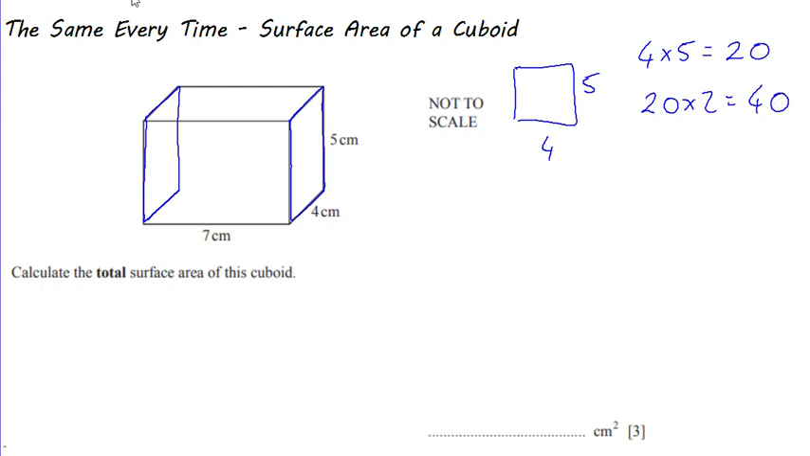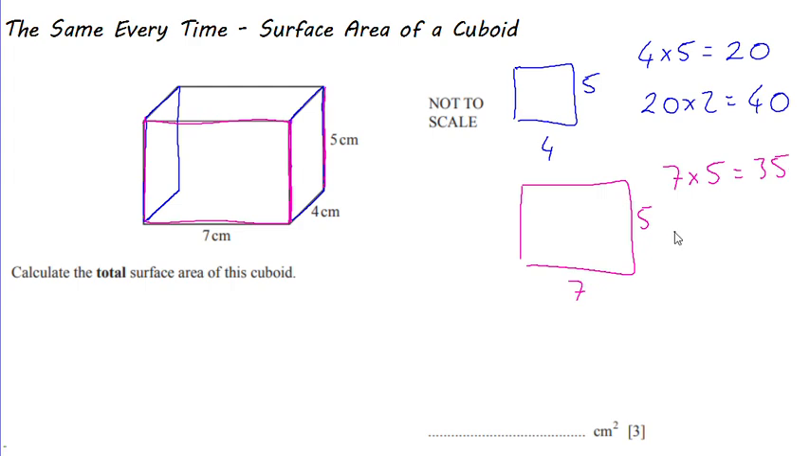And then what do you think? Let's look at the front and the back. So the front would be this rectangle here. There's my front rectangle. So it would be 7 that way, and then it's 5 that way, isn't it? The same as this edge just here. So 7 by 5. So the area, 7 times 5, which is 35. And because there are 2 of them, the front and the back, 35 times 2, 70.